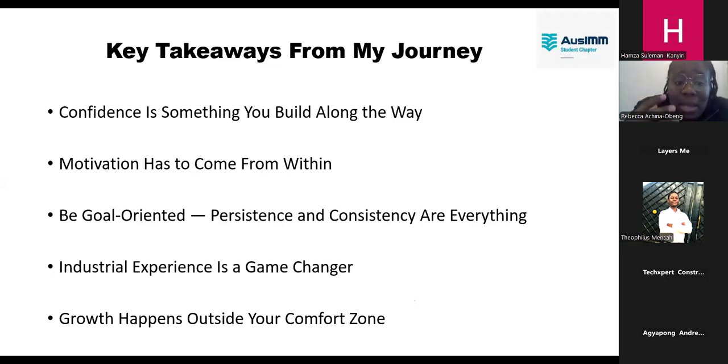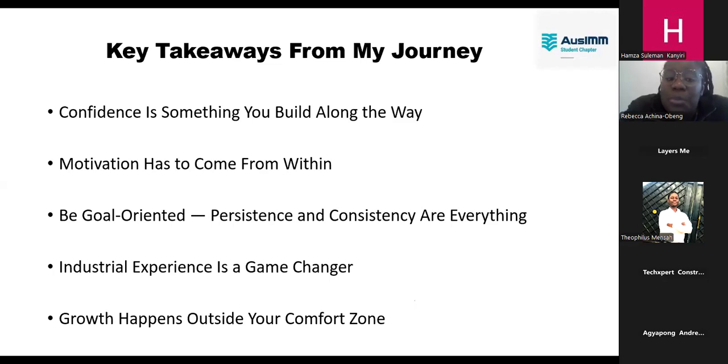If you have a goal that you want to achieve, you have to be laser focused on it. You have to let your motivation come from within. You don't have to sit around thinking, hey, who will come and help? You know, it doesn't work that way, right?